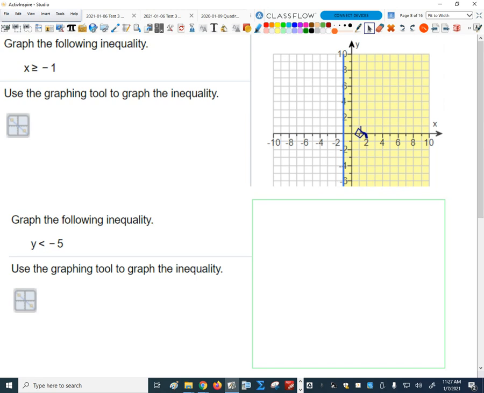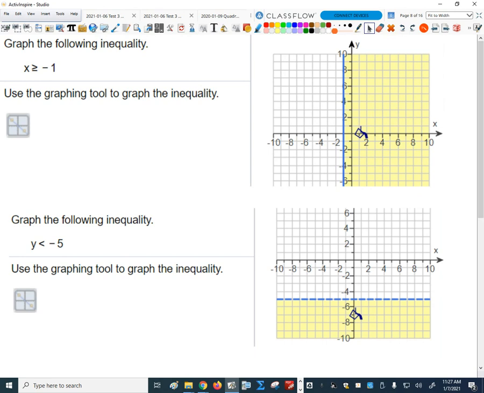And then what about y is less than -5? Well, Savannah told us that x equals a constant is vertical, so y equals a constant we know has to be a horizontal line, which makes sense. The boundary line here, y equals -5, all of the y coordinates would have to be -5. So every point on our boundary line has to be 5 below the x-axis, right? So it's going to be a horizontal line. And if we want the y values that are less than that, we've got a dashed boundary line and we're shading below, okay?